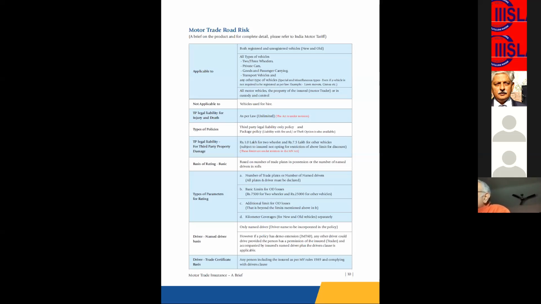So third party legal liability for third party property damage is restricted to 1 lakh for dealer for two-wheeler. Now it is 10 lakh for the other types of vehicle, which is also available, third party property damage. Basis of rating will be based on the number of trade plates in possession or number of drivers on roads. Some questions are also there, how they get the trade plates.